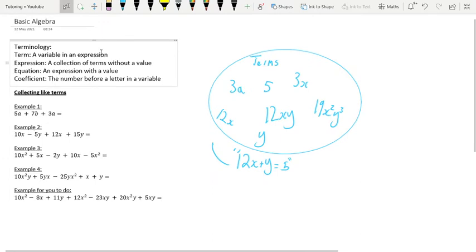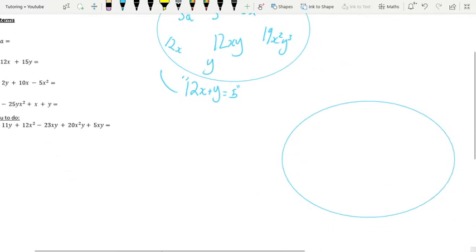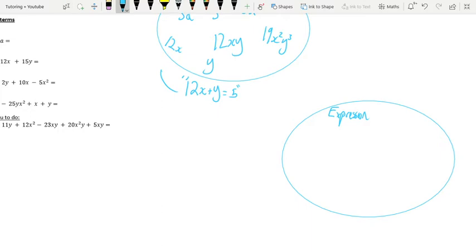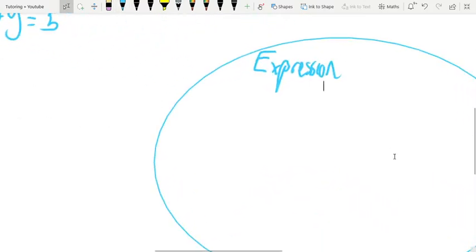So an expression is a collection of terms without a value. I'll do another little circle over here for expressions. We'll just write expressions in here. It may be useful to write notes on this, just so you can look back and remember. I think it's definitely worth writing notes on the main part of this lesson. This is just some definitions which may become useful. So an expression is a collection of terms without a value.